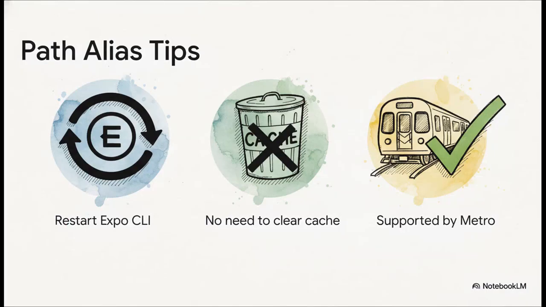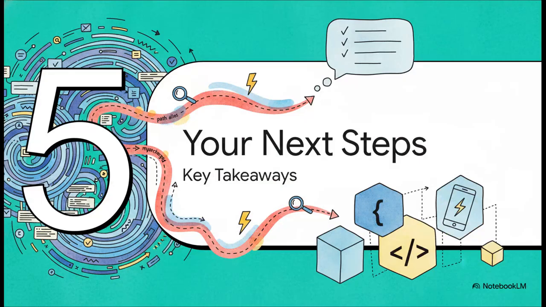Just a few super important tips to get this working. Anytime you change your tsconfig.json, you have to restart the dev server. Simple as that. The good news, though, is that you don't need to clear the Metro cache or anything complicated. And the best part, this works right out of the box because Metro, the bundler for React Native, already knows how to handle it. And that's really it.